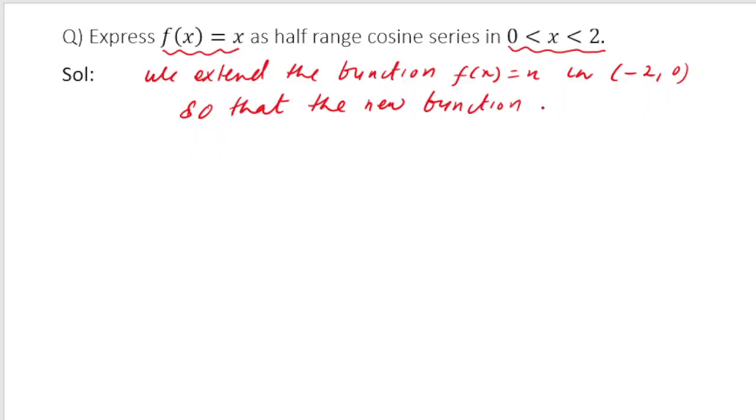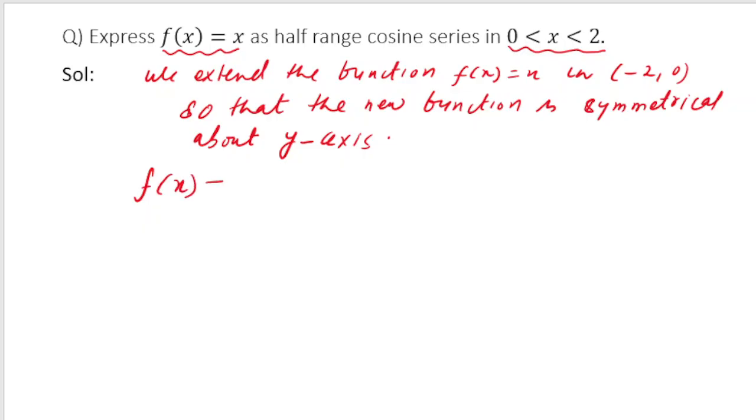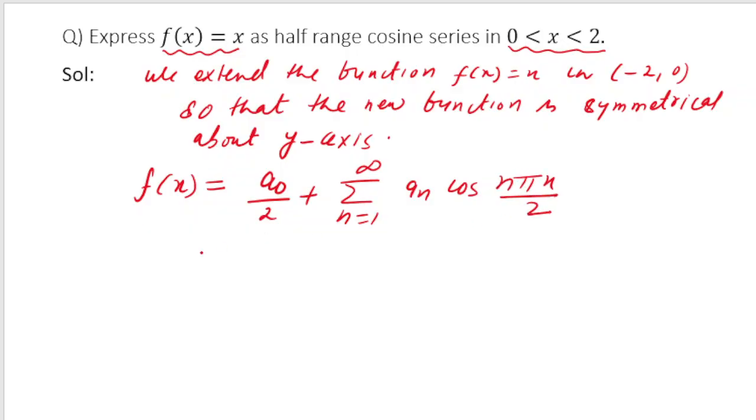is symmetrical about what? About the y-axis, because I want to make it an even function. If I want to write it as an odd function, I will make the new function symmetrical about the origin, but since I want to make it an even function, I will extend it in such a way that it is symmetrical about the y-axis. Hence the Fourier series of f of x over the period in this case will contain the cosine term only. So the Fourier series will look like what? The Fourier series of f of x in this case will contain a0 by 2 plus summation n varies from 1 to infinity an cos n pi x by 2, and we have to calculate an.